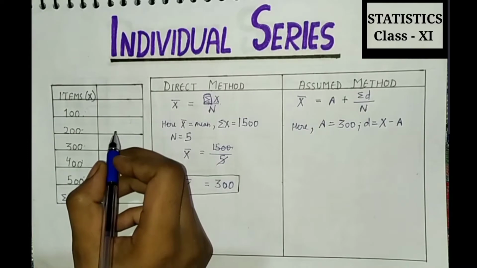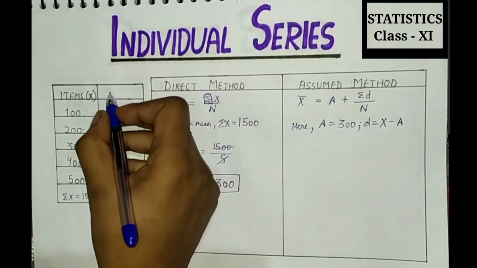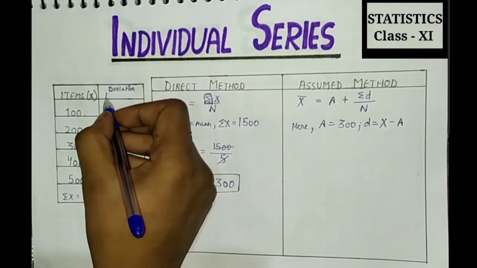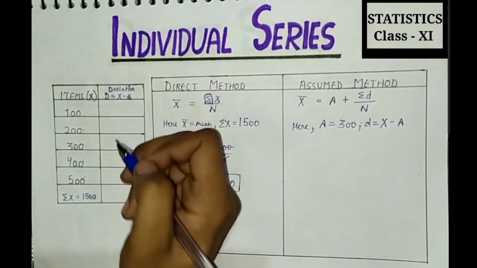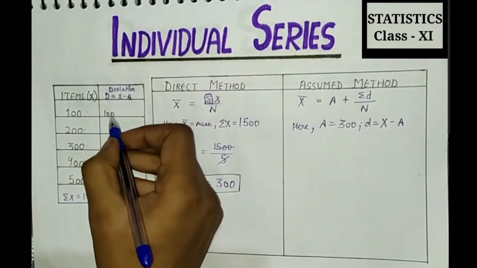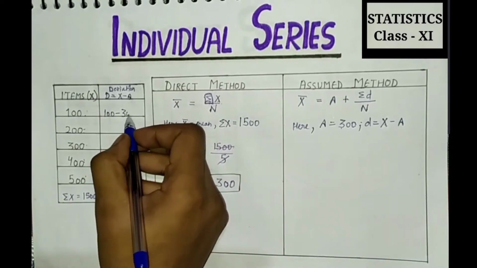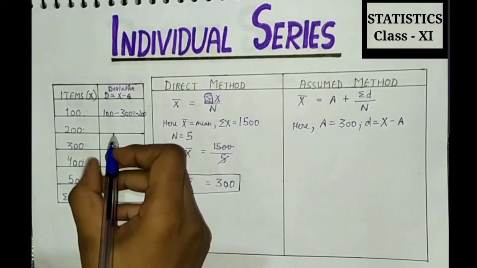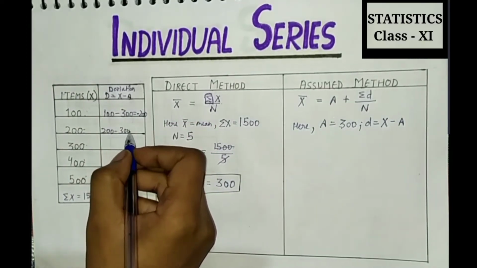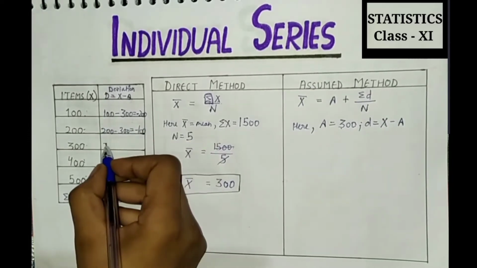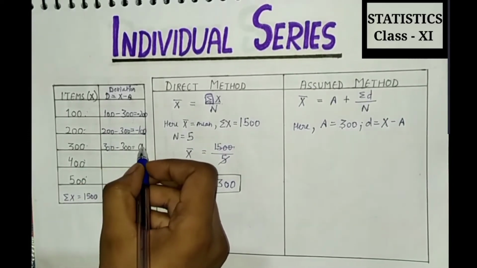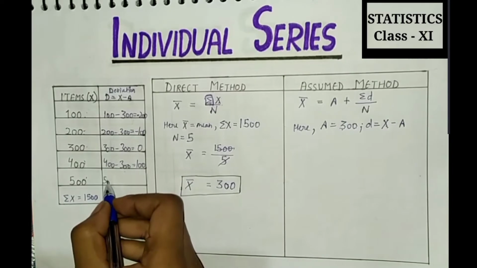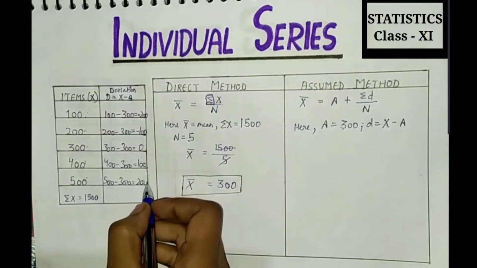Now we have to make a column by the name of deviation. The formula for deviation is d is equal to x minus a. Okay, our x is 100, minus we have selected 300 as assumed, minus 300. So this is minus 200. Now this is 200 minus 300, minus 100. 300 minus 300, 0. 400 minus 300, 100. 500 minus 300, 200.